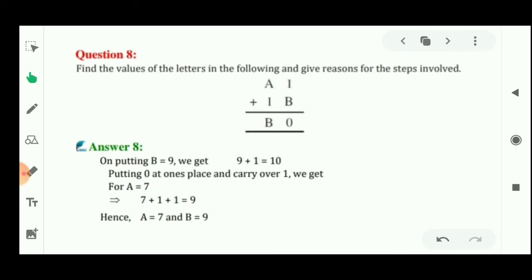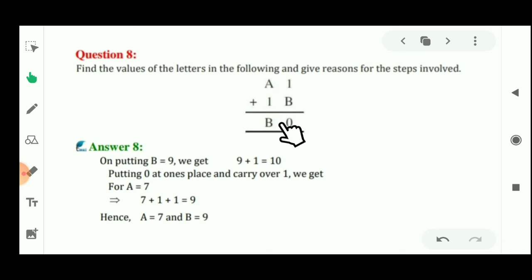I hope now you can solve question number 7 also. Let's see question number 8. Find the value of the letter in the following and give reason for the steps involved. This question is very easy. 1 plus B. If we put the value of B as 9, that means 1 plus 9, that means 10 should be here. So 10 means 0, you have to note here, and 1 should be noted as a carry.